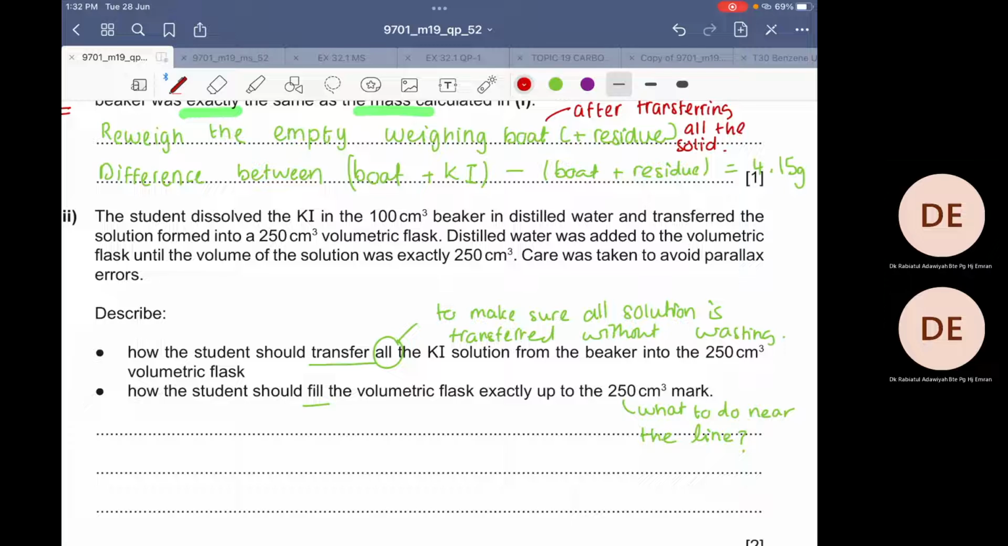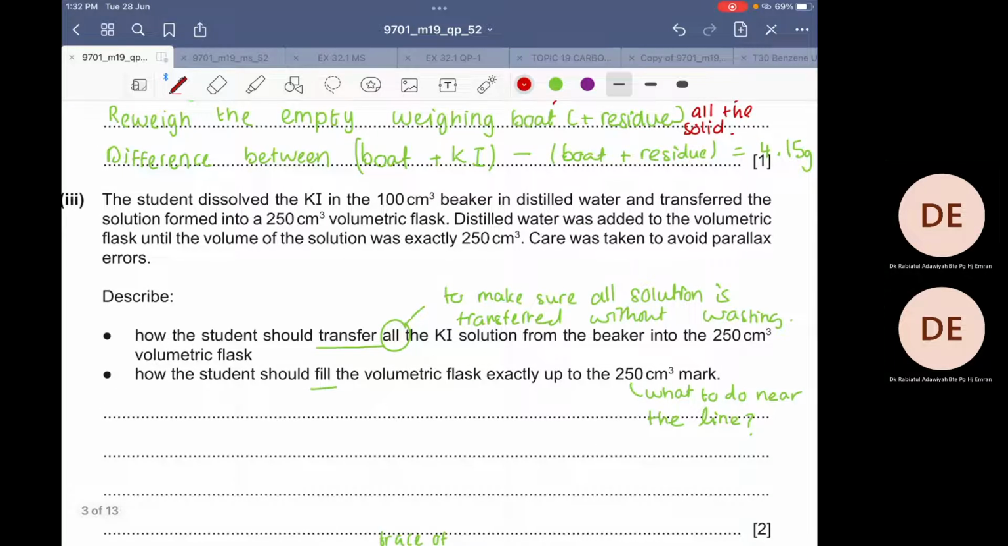A dropper. Okay, dropper, yeah. Yes, you will use the dropper. So the technique is you want to add the water drop by drop. Okay? So basically, I always tell you, add in the water slowly when you're at the narrowest part of the volumetric flask. Okay, so you would want to add the distilled water drop by drop.